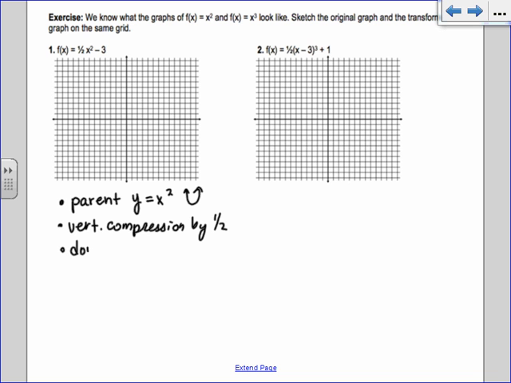And then we're going to go down 3. When we have a minus on the end, again, it's affecting the y value. It does exactly what you think. If you take the y values and you subtract 3 from them, it moves your graph down 3.